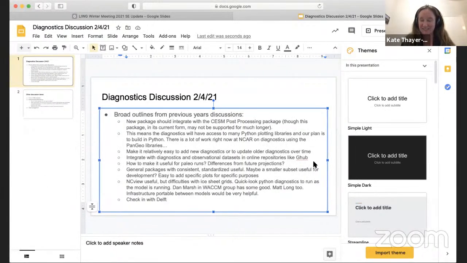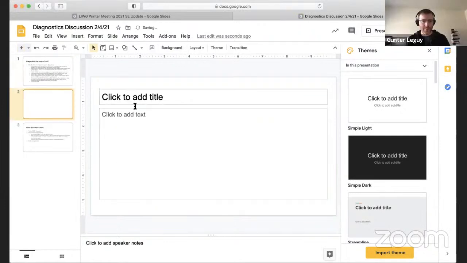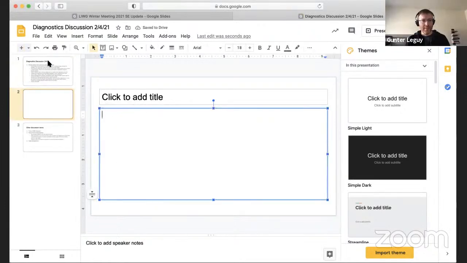Any other, am I missing anything from the chat? I don't seem to have a chat window when I'm sharing. I'm not seeing anybody raising their hands.